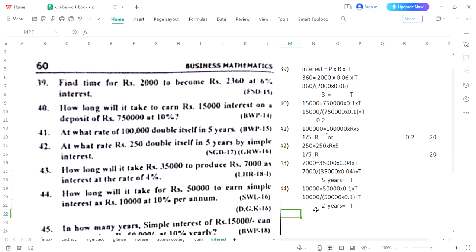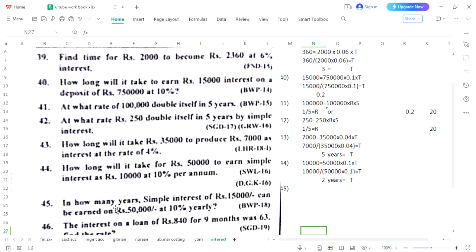Let's now get forward to 45th question, and what it is saying, in how many years? Again time is missing. Simple interest of 15,000. It means it is clearly mentioned that 15,000 is your interest, can be earned on 50,000. 50,000 is your principal amount, 10% yearly. So it means multiply by time, rate is 10%. 10 divided by 100, 0.1 multiplied by T, because in how many years, T is missing.